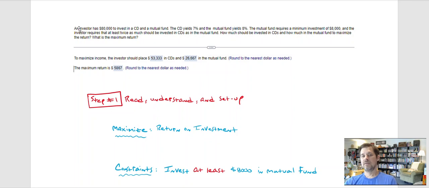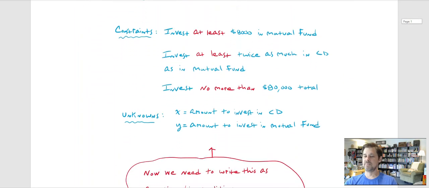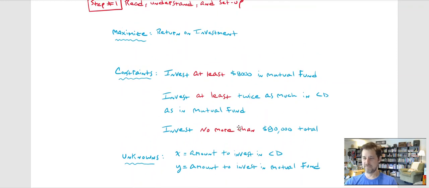But if it says the investor has $80,000, we're not meaning to say that this person is going to invest exactly $80,000, but just that we have at most $80,000 to invest. So we're going to invest no more than $80,000 total. Okay, not that exactly $80,000 is what's intended to be invested. So again, I put "no more than" in red because I wanted you to see that this signifies an inequality. The amount we're going to invest is less than or equal to $80,000.